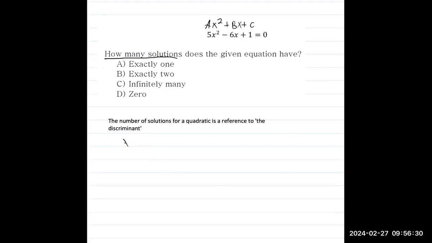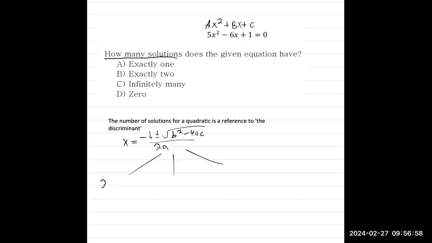Now, the discriminant has to do with the quadratic formula, which if you don't know it by heart, you have to make that a top priority because it's not given to you on the SAT. And so that's our quadratic formula that you need to memorize. And I'm going to go ahead and just make up some numbers.